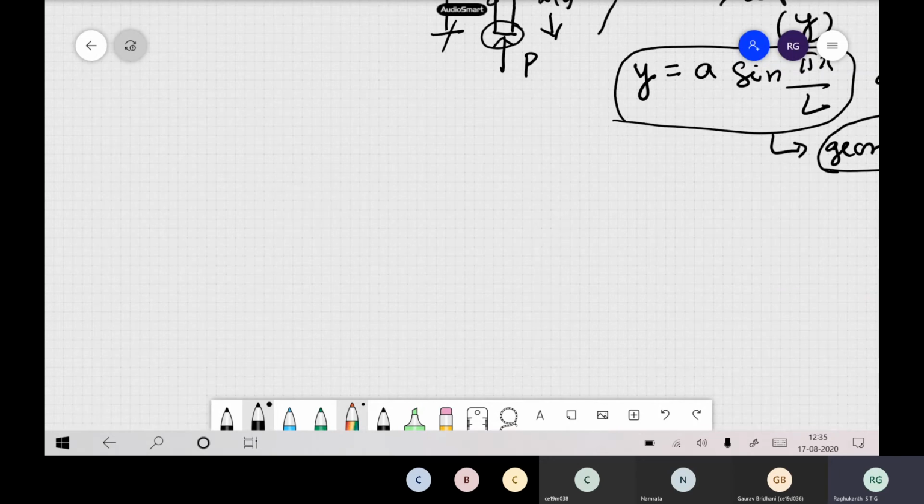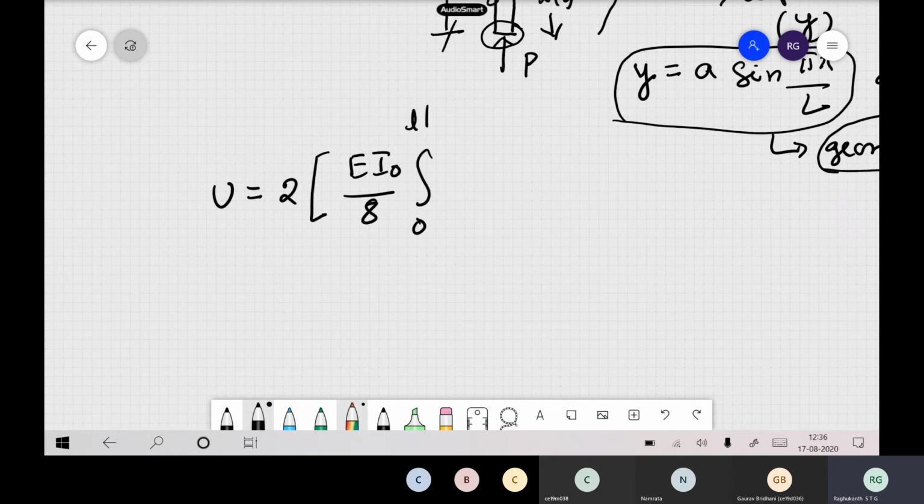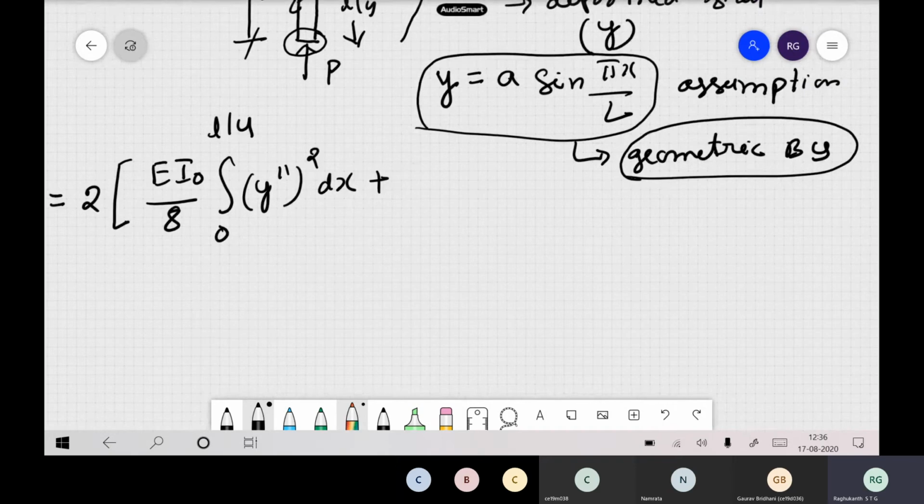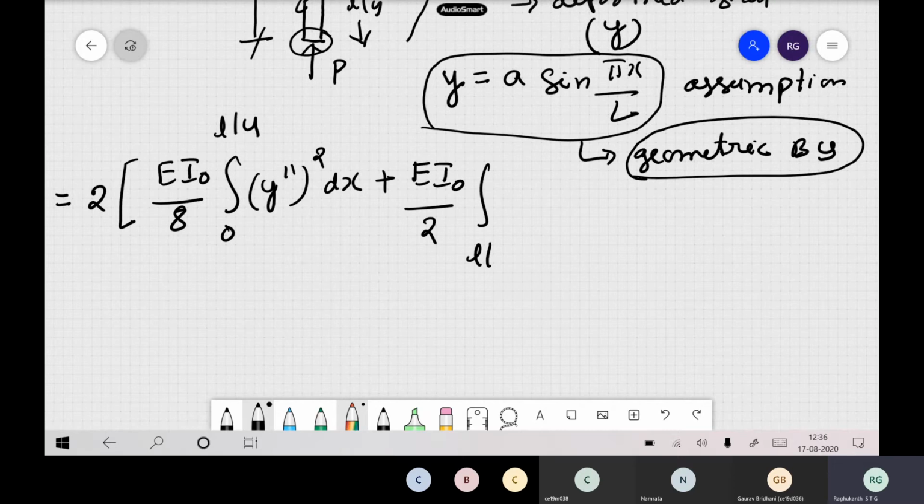Now if you write this expression nicely, U is equal to twice, EI naught by 8, because you have 0 to L by 4, y double dash square dx, plus you have EI by 2, L by 4 to L by 2. This is another term, y double dash square dx. So this is the strain energy.